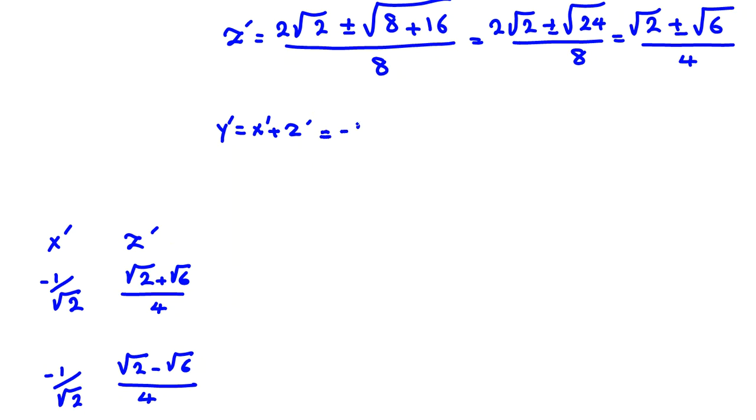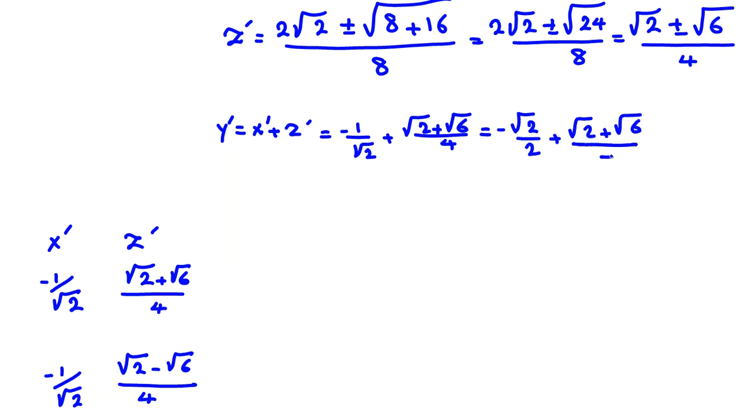So for first case, it will be negative 1 over root 2 plus root 2 plus root 6 over 4. So this one will be negative root 2 over 2 plus root 2 plus root 6 over 4. And if we use common denominator 4, it will be negative root 2. It will be root 6 minus root 2. So y prime in this case is root 6 minus root 2 over 4.